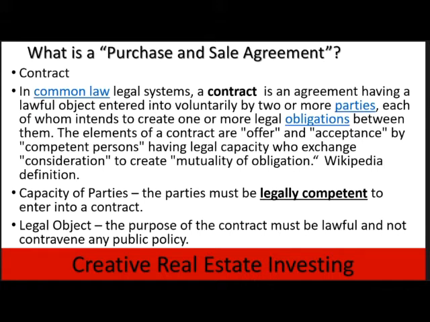Next, it needs to be a legal object. In other words, the purpose of the contract must be lawful and not contravene any public policy. So, for example, a drug deal would be a perfect example where you've got some marijuana or some other illegal drug. It is a product. You can enter into a contract for one person to purchase the product from another person. Well, it's a contract, but it's not a legal contract because it's not for a legal purpose. So it has to be for a legal product, a legal purpose as well.